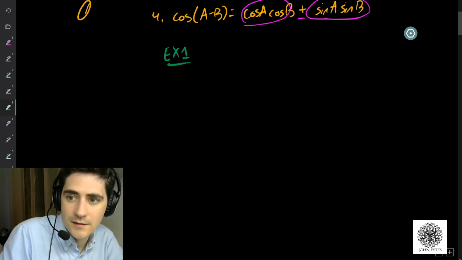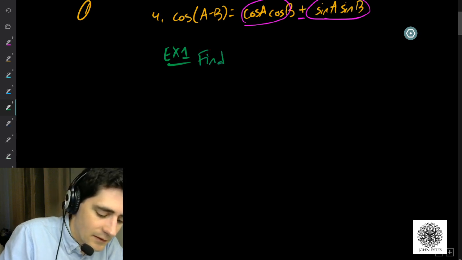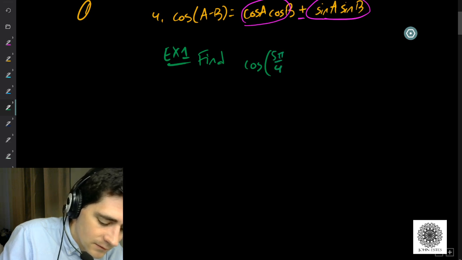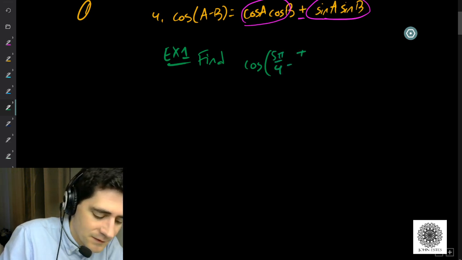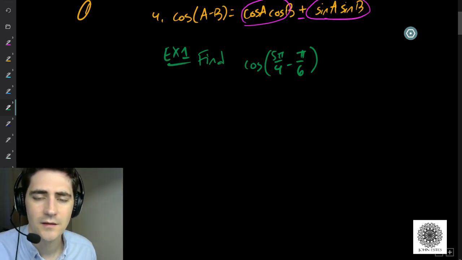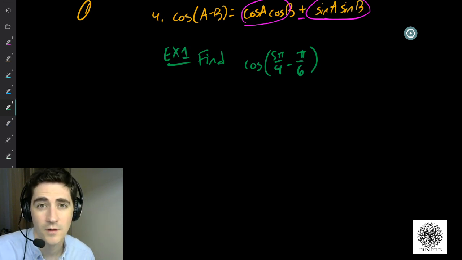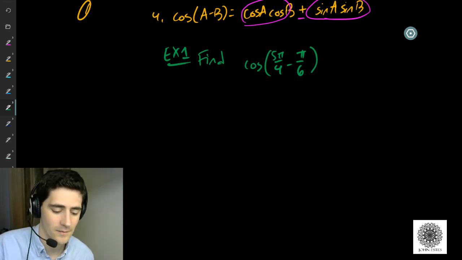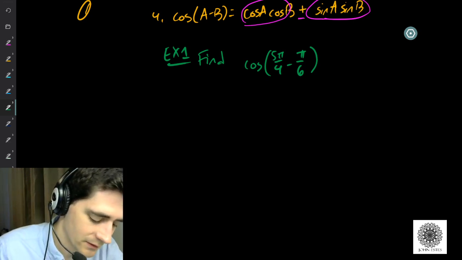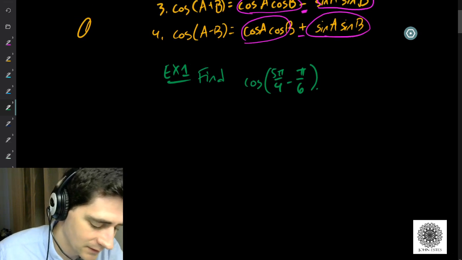We want to find cosine of 5 pi over 4 minus pi over 6. We know how to evaluate these individually. I know how to find cosine of 5 pi over 4 because I have a reference angle of pi over 4. I know how to find cosine of pi over 6, but do I know how to find them when they're subtracted? Well, I'm going to use my identity here.